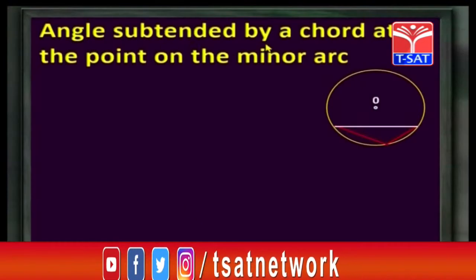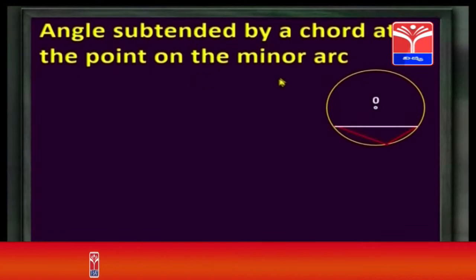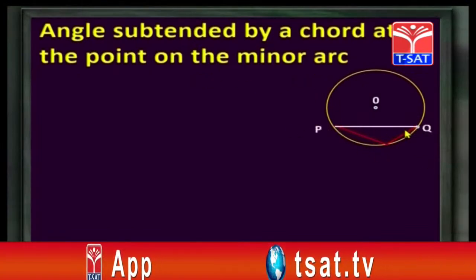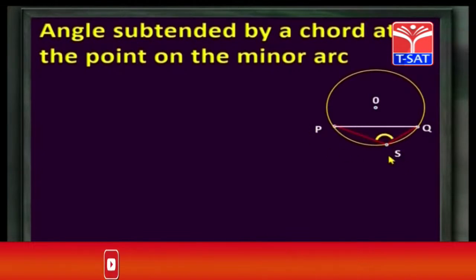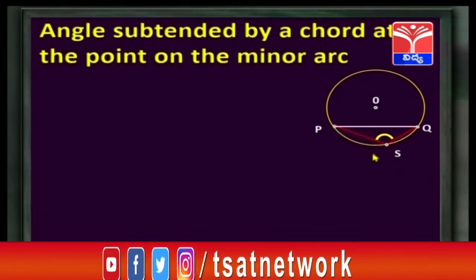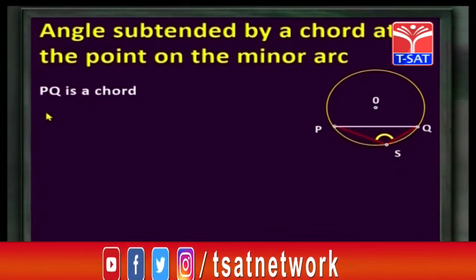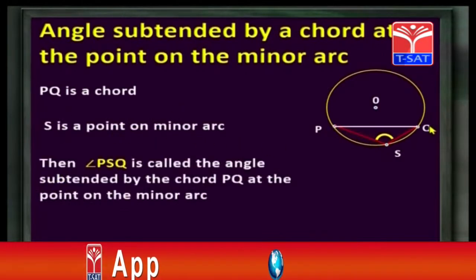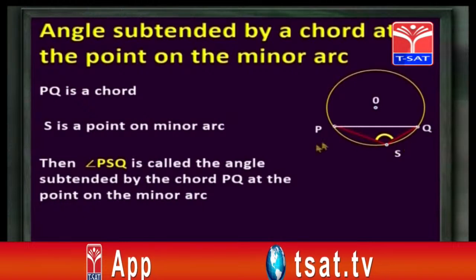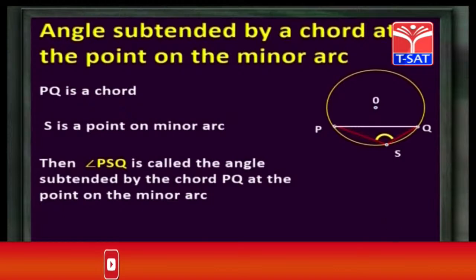Now, the angle subtended by a chord at a point on the minor arc. This is the minor arc, PQ is the same chord, and S is a point on the minor arc. Now, PSQ will be the angle. PSQ is called the angle subtended by the chord PQ at the point on the minor arc.